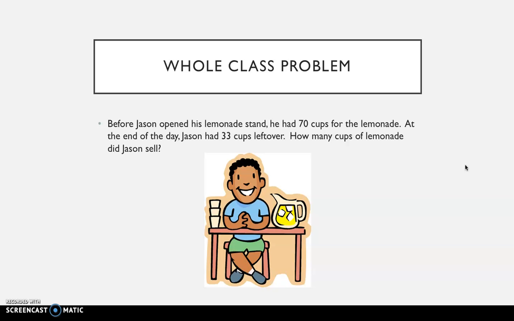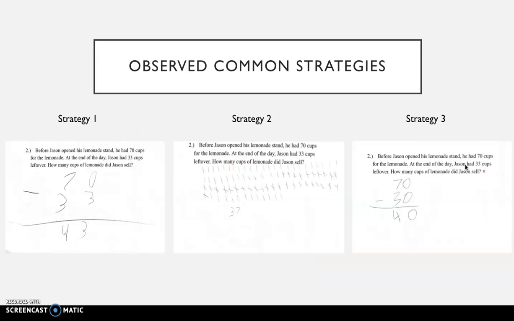The whole classroom problem that I distributed was: before Jason opened his lemonade stand, he had 70 cups for the lemonade. At the end of the day, Jason had 33 cups left over. How many cups of lemonade did Jason sell? I noticed the class used several methods in order to complete the subtraction problem.